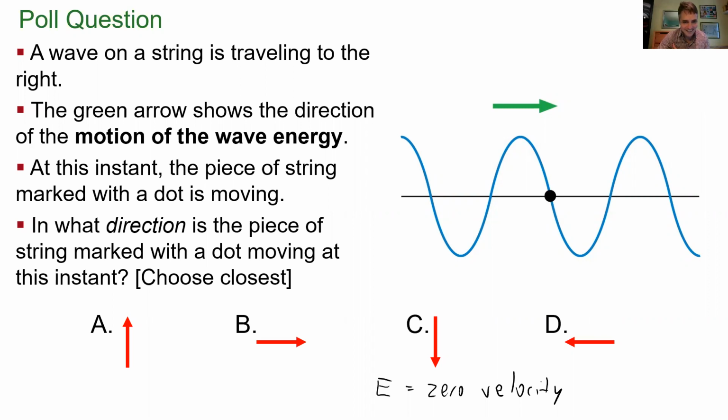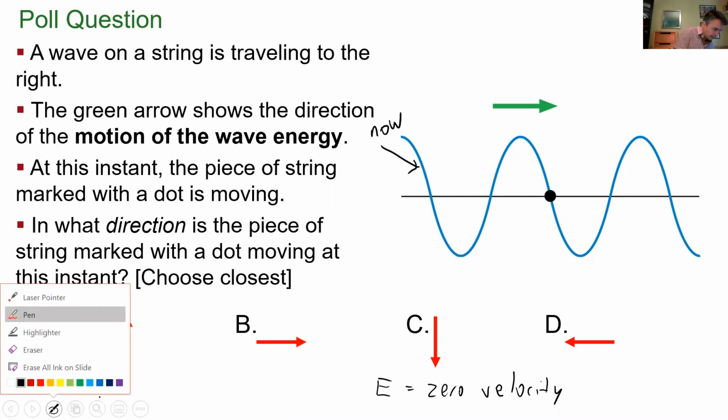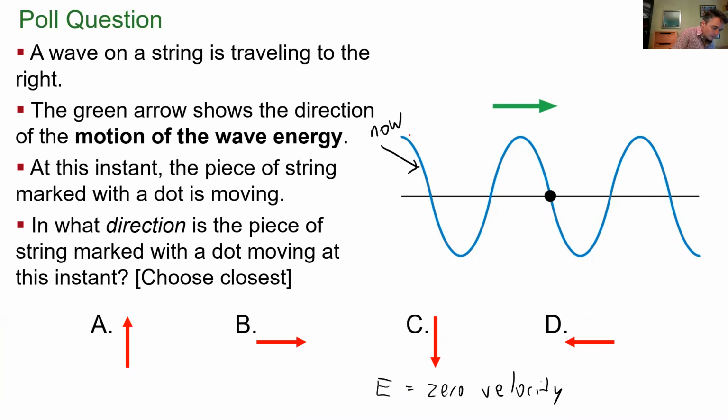This is a hard one. So the answer is A. 52% of you got that one, and this was a hard one, obviously. So what I think is that right now, this is now. And then what I could do, let's switch to red for later. The pattern moves a little bit from left to right.